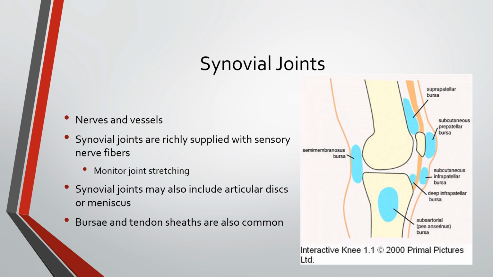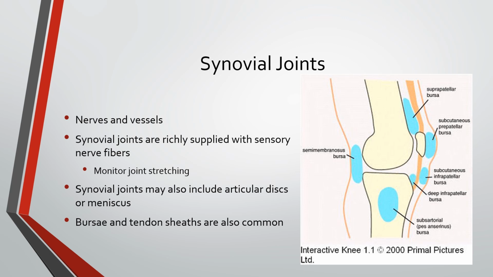Synovial joints may also include articular discs or menisci. So within the knee, for example, we have two menisci, and basically they're like a little half donut, I guess, and it provides a little bit more stability for the knee in terms of keeping that joint in a safe position. And like I said, don't worry about the details of the knee right now. We'll talk about that in much more detail in lab here next week.